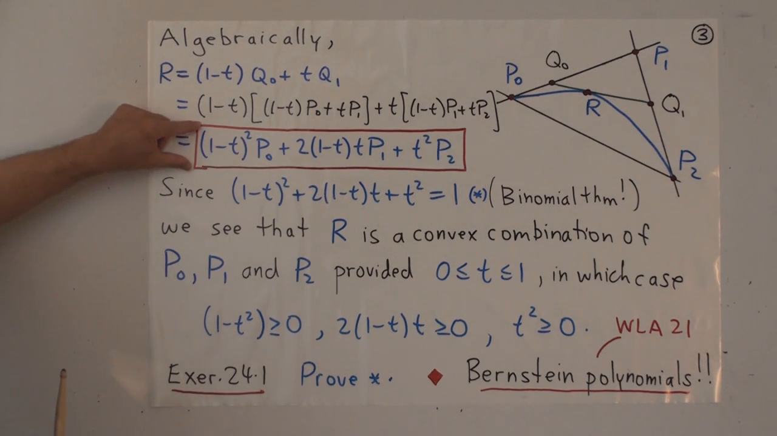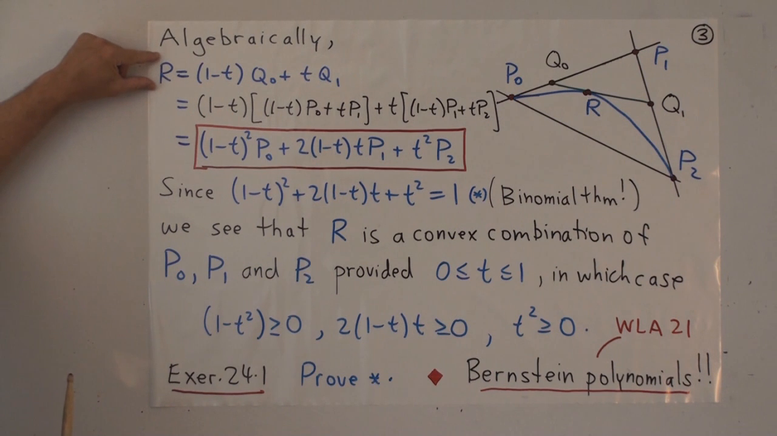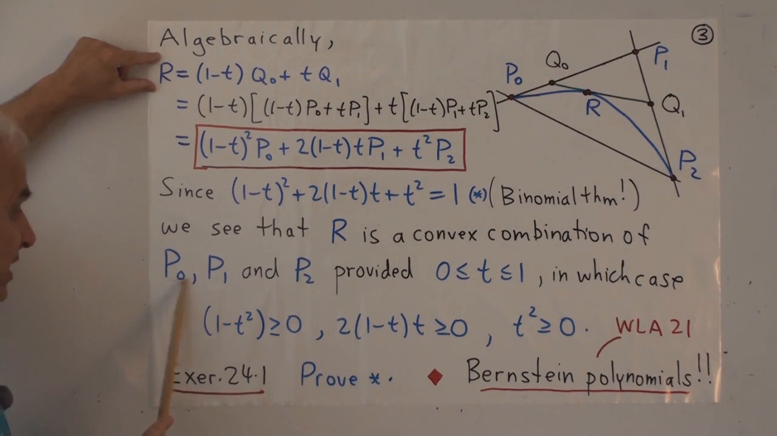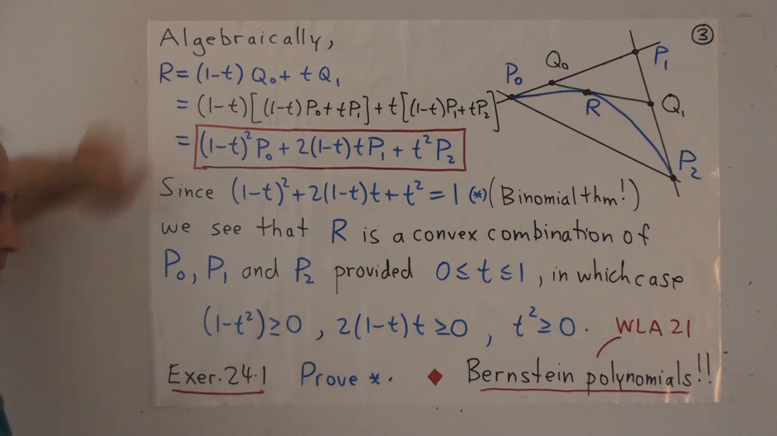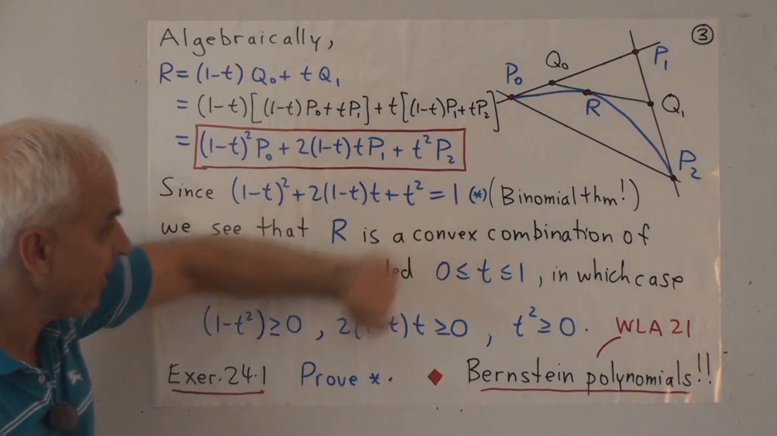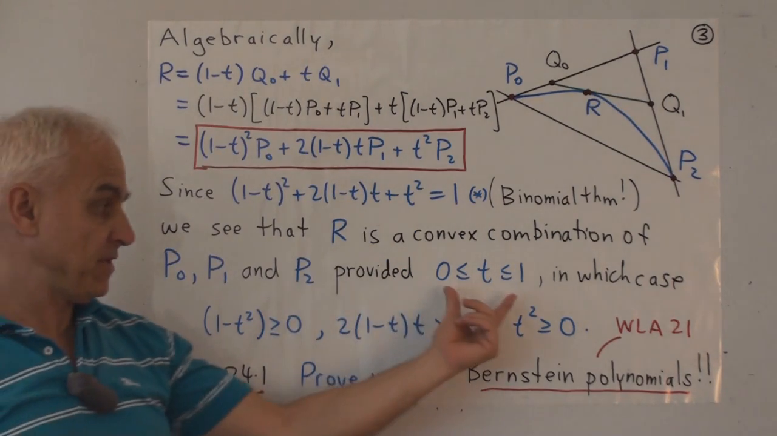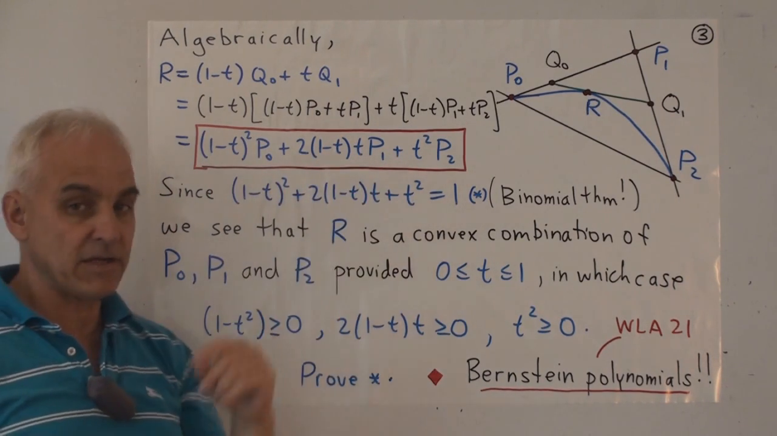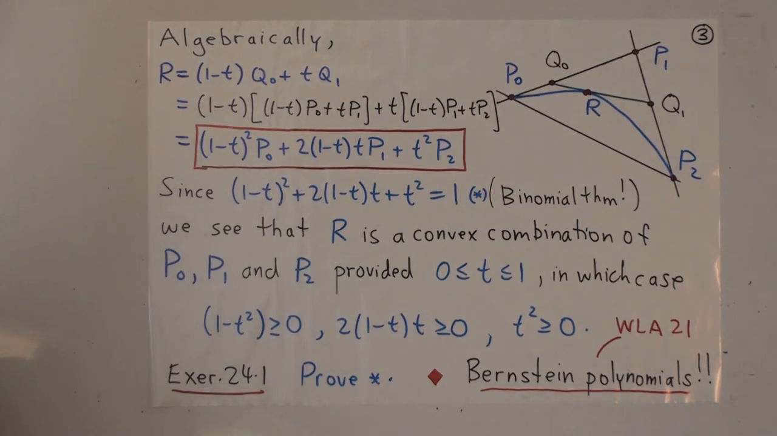All right, so what does it teach us? It tells us that this point R is a convex combination of 3 points, P0, P1, and P2. Why is that? Because the coefficients add up to 1, and if t is in the range 0 to 1, all these coefficients are in fact positive. In other words, greater than or equal to 0.